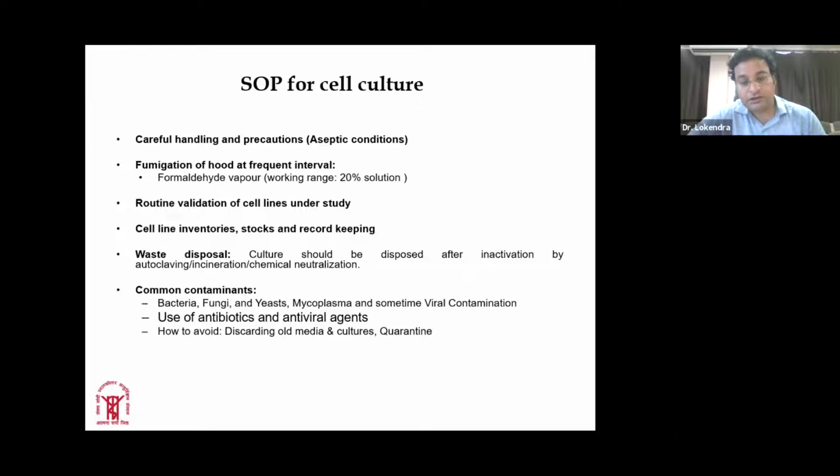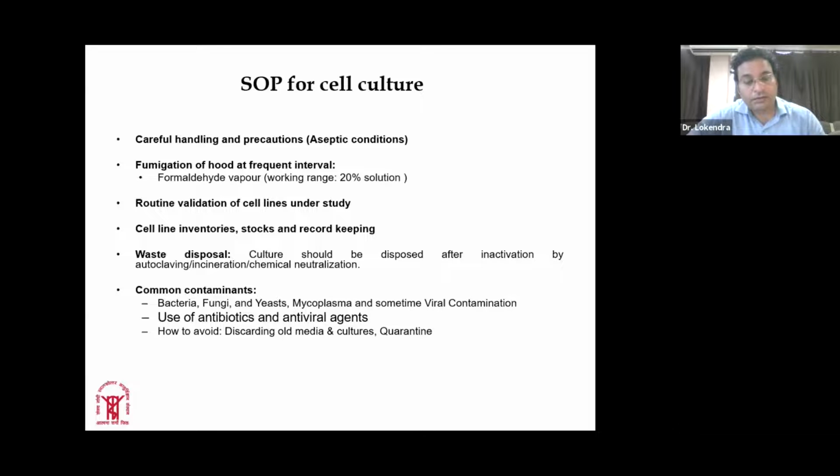When you deal with infectious cell lines or certain hazardous cell lines, the disposal should be done very carefully, and it depends on the type of biohazard level that you are dealing with. But generally, cells which are not infectious are first neutralized either by autoclaving, incineration, or chemical treatment, and then they can be disposed of properly.